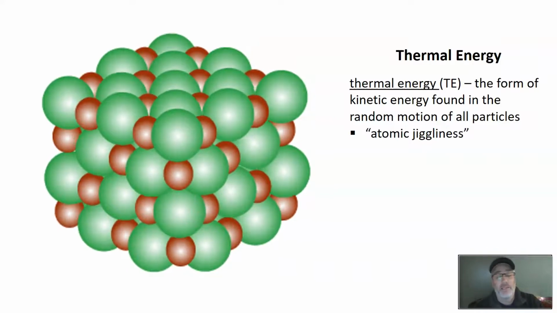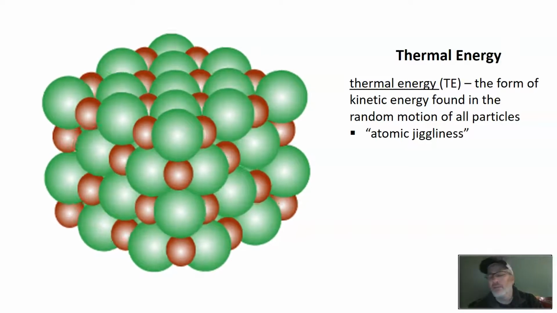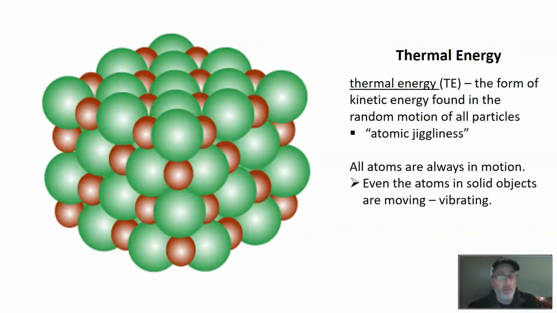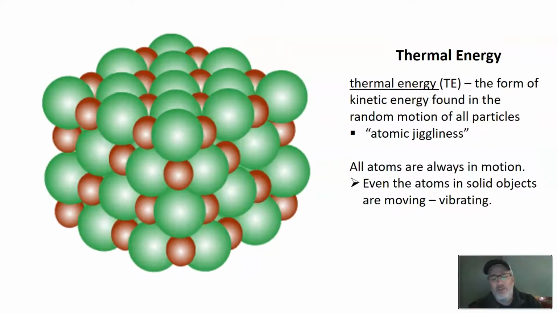The way I really like to think of it is I call it atomic jiggliness. I don't know why. It seems silly, but it's also memorable and it really gets to the heart of what's happening at an atomic level. I do want to point out that all atoms are always in motion, and so all stuff has some thermal energy. The complete absence of thermal energy would be something called absolute zero, and really that's not a thing that we're able to achieve.